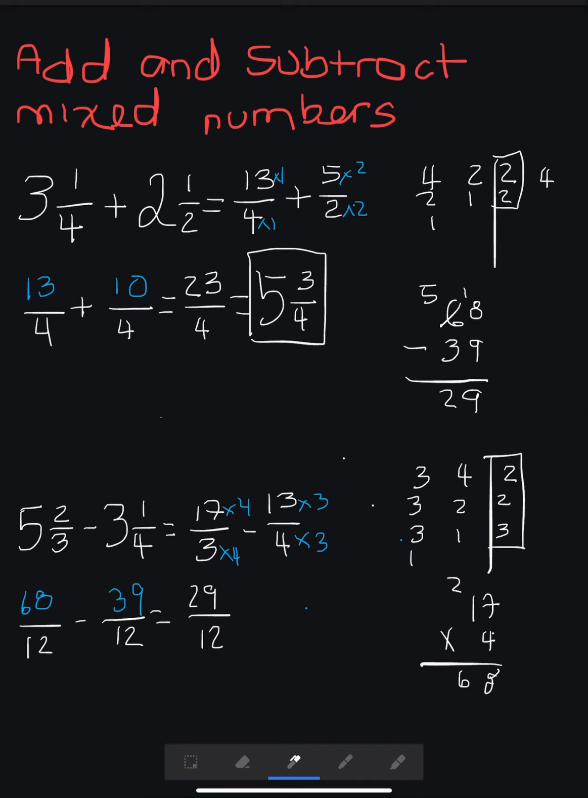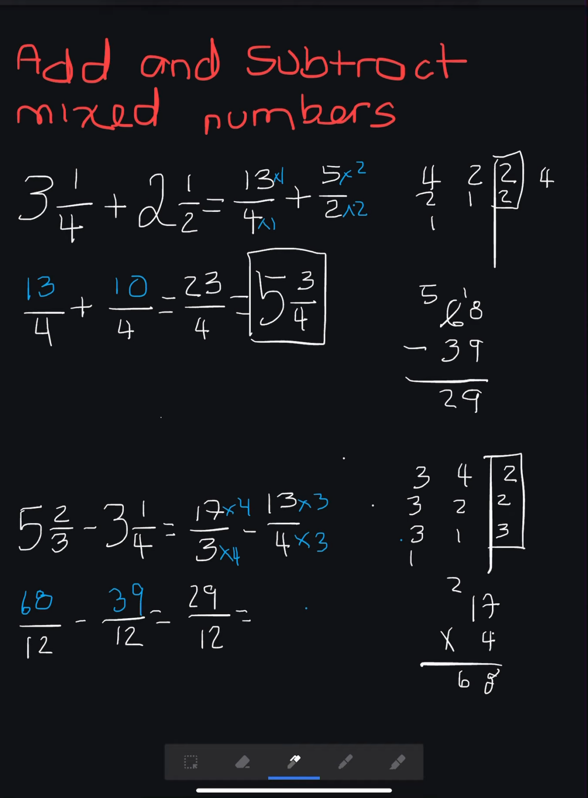So can we simplify this fraction? Well, no, because 29 is a prime number. So there is no common factor between 12 and 29. And what else can I change in this fraction? It's an improper fraction, right? So I need to change it into a mixed number.